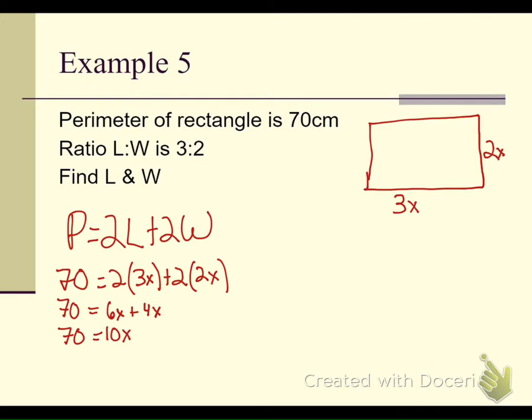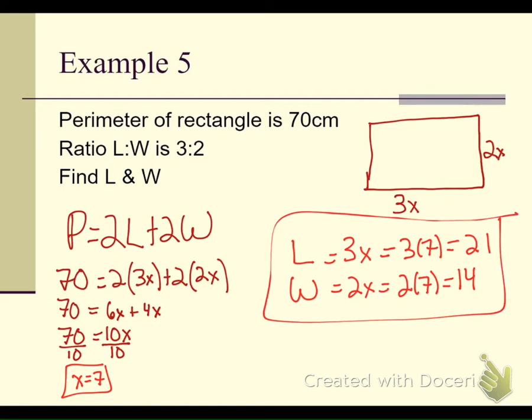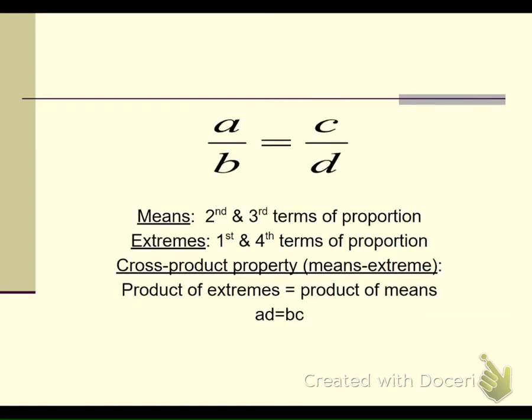What is my value of x? 7. How'd you get that? 70 divided by 10. And you see that she is correct. X equals 7. But that's not what the question is looking for. It's looking for your length and your width. We know that length was 3x and width was 2x. What is 3 times 7? Say it again. 21. And then down here we have width of 2 times 7, which is 14. Nice job, guys.